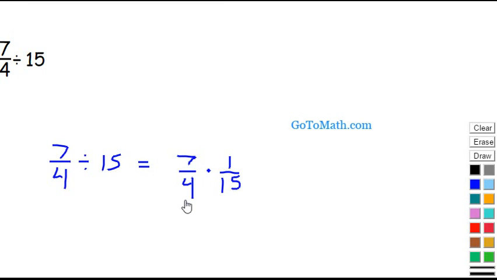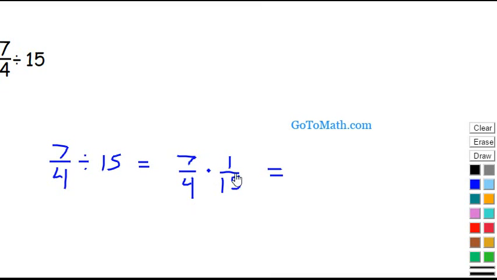Alright, let's use a different color this time. What about that color? Or blue? Try blue. So we have 7/4 divided by 15. And of course, we're going to have to rewrite this as 7/4 times the reciprocal of that, 1 over 15. Alright, 1 over 15.